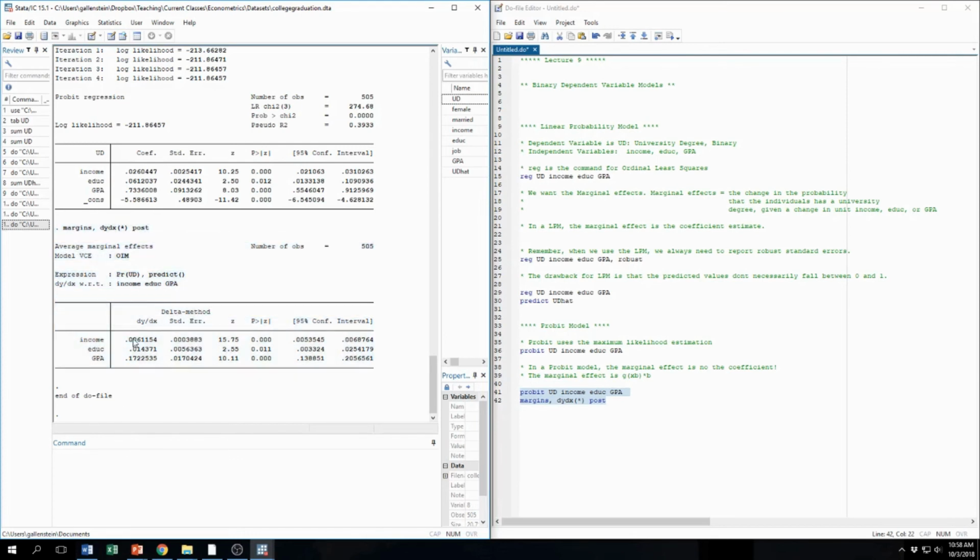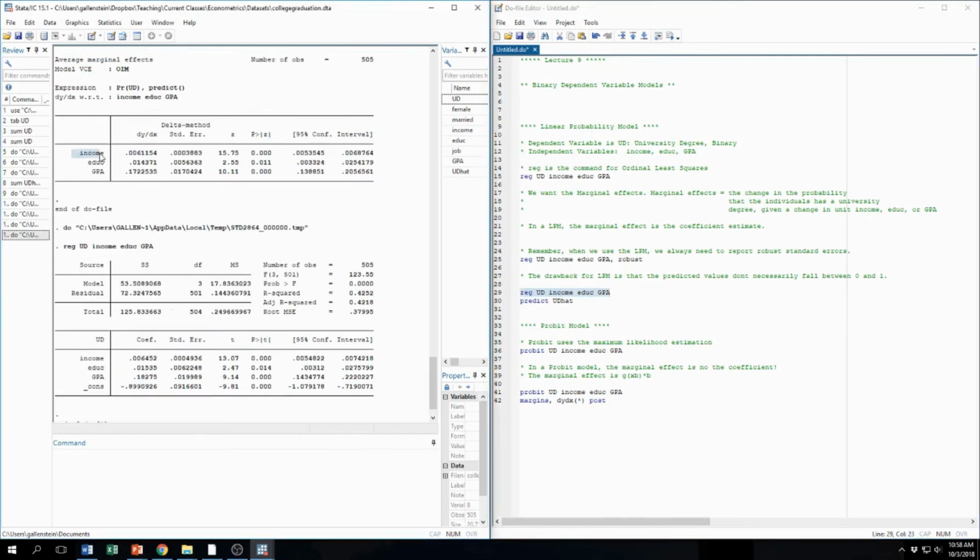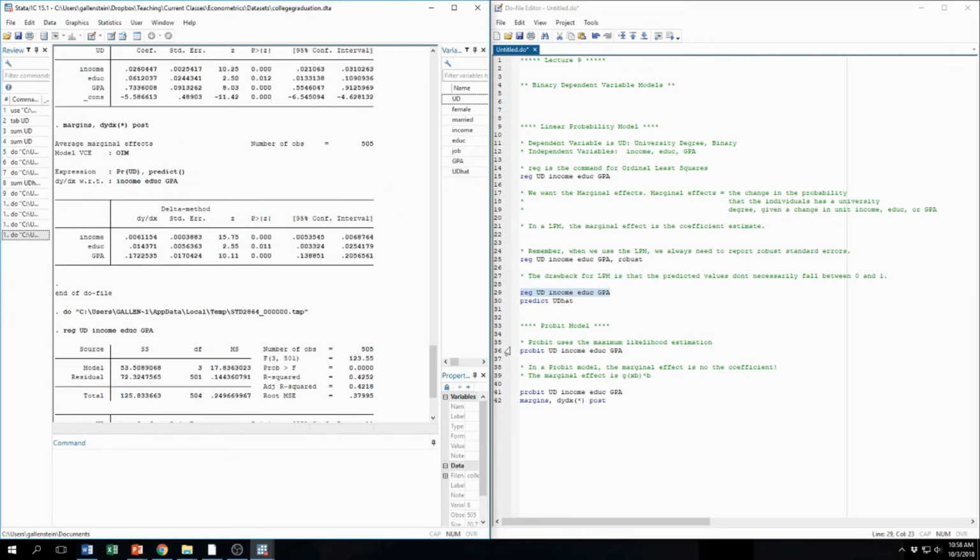Now these values are our marginal effects. You'll notice these are very similar to our linear probability model. Let me rerun our linear probability model just for comparison's sake. So here are our marginal effects from the Probit model, and here are our coefficient results, which are the same thing as the marginal effects for the linear probability model. You see they're very similar. Income is 0.006, this is 0.006. Education is 0.015, education is 0.014. Very, very similar results.